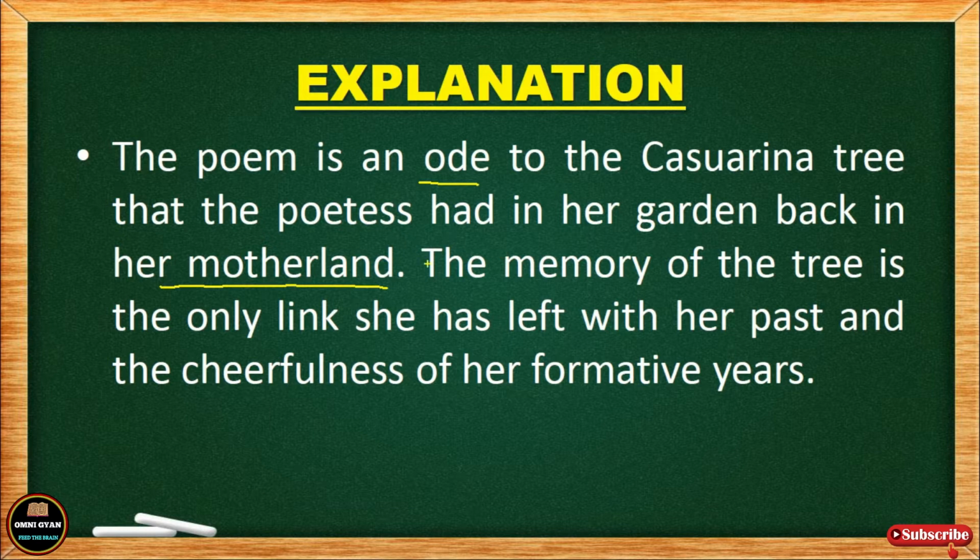In her hometown, in a homeland, and in her garden, there are many memories that she has with the tree. So the memory of the tree is the only link she has left with her past and the cheerfulness of her formative years. This is a theme of nostalgia. You are missing something very much.